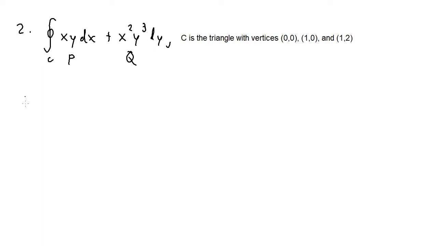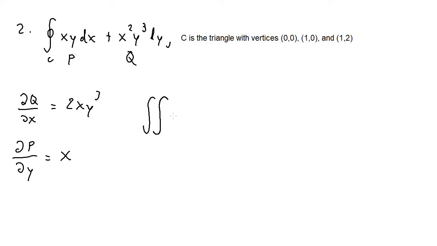So let's go ahead and find the partial derivative of first Q with respect to x. So we're going to partially differentiate this with respect to x, that's just going to be 2xy cubed. And then the partial derivative of P with respect to y is just going to be x. So rewriting the double integral, we have the double integral of 2xy cubed minus x.